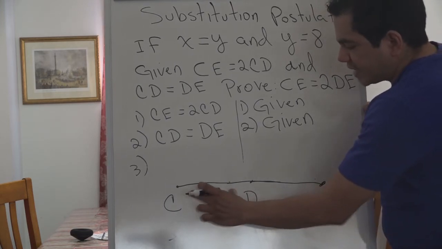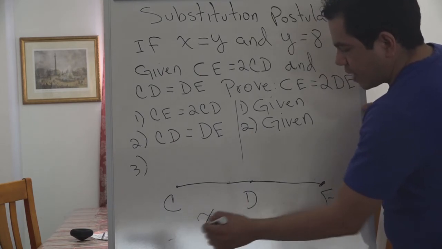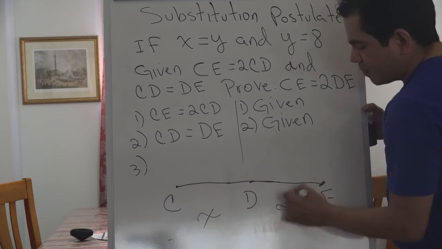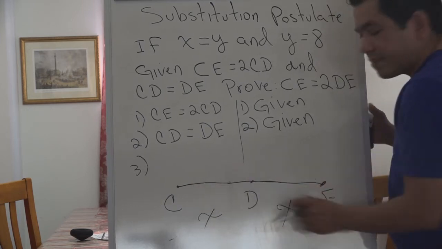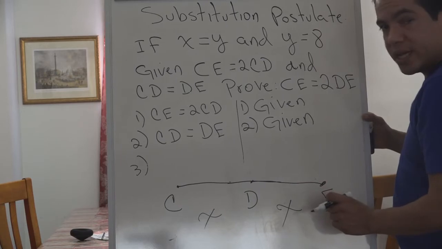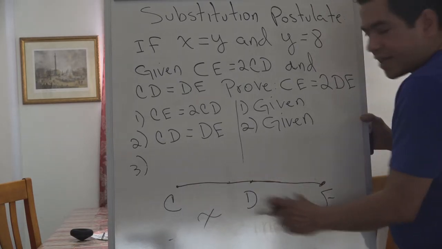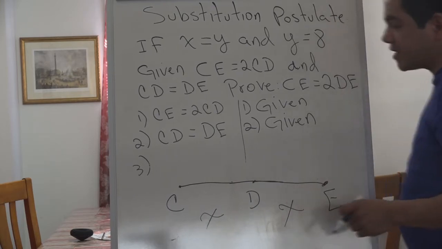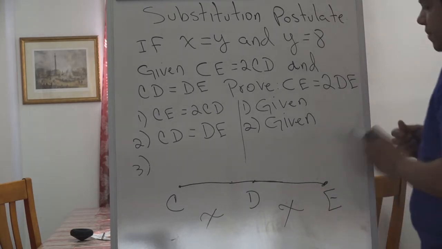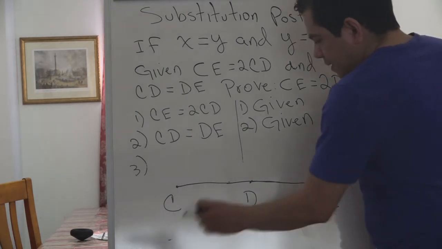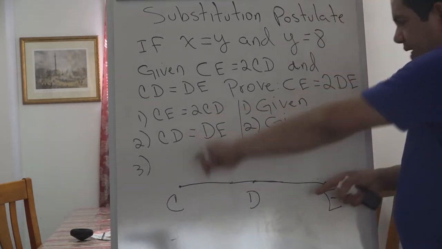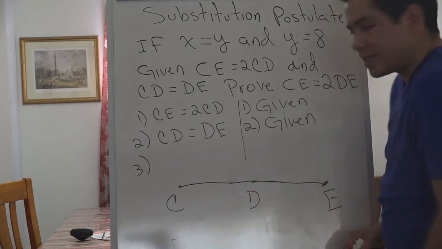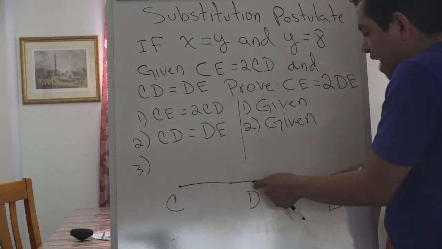So, let's say this is X, right? And if this is X, this has to be X as well, because they have the same length. If this is 3, this has to be 3. So, when I actually get them together, 3 plus 3 is 6. That's 2 times the length. I hope I'm making sense. Okay, so now, guess what? CE is 2 times CD. But guess what? CE is also 2 times DE.